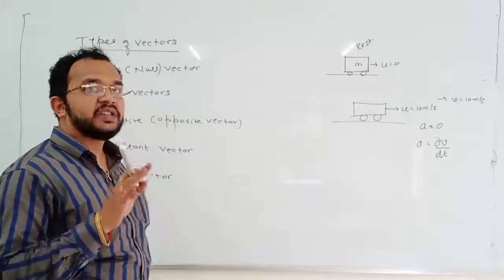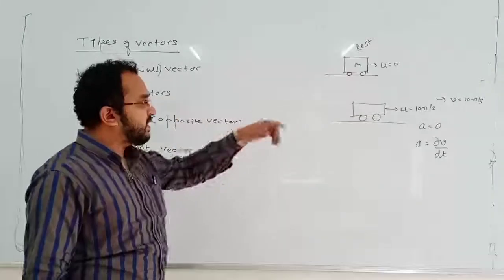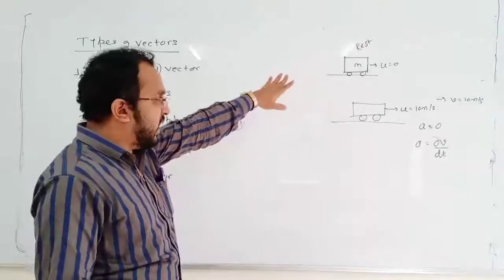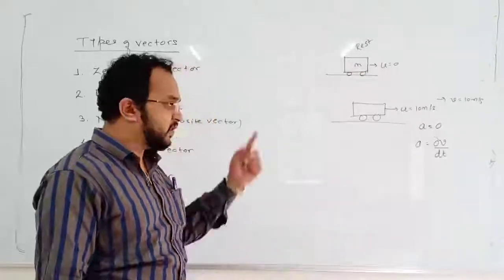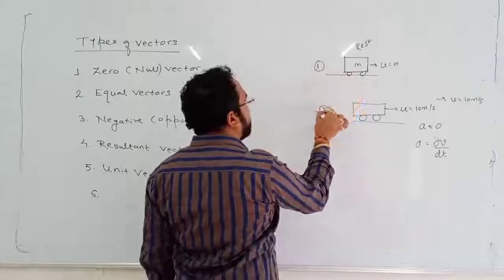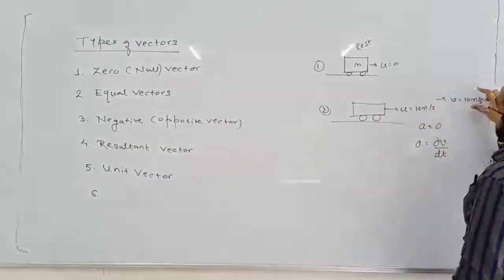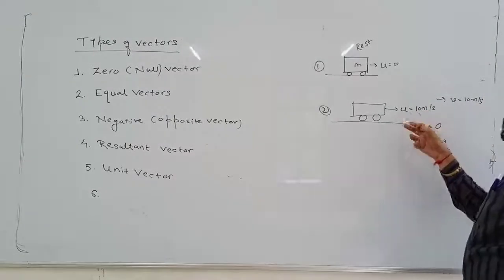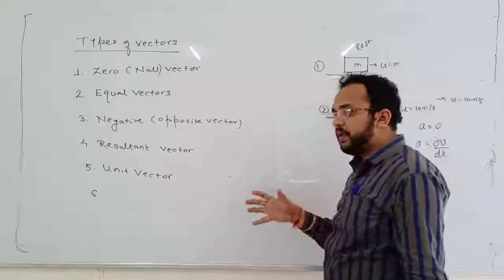Vector which has zero magnitude in specific direction is called zero vector. Example: body at rest. Body at rest has zero velocity. Second example, we can say a body moving with constant velocity. A body moving with constant velocity. Constant means velocity is same.